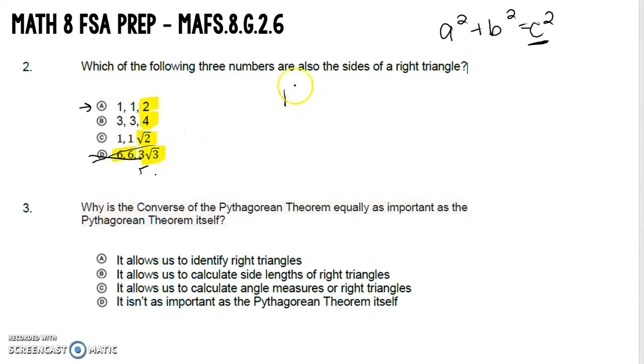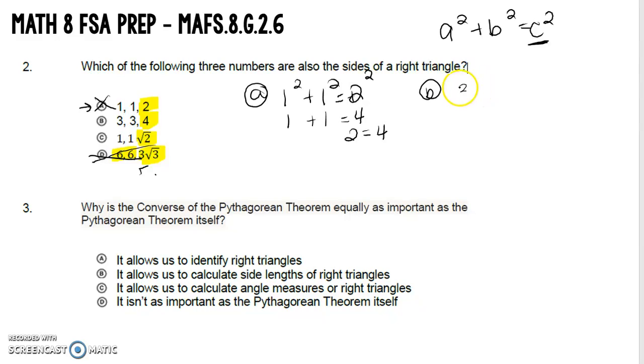So let's try A. If I square 1 and add it to 2 squared, 1 squared is 1, 1 squared is 1, 2 squared is 4. These two sides are not equal. So A is not true. Well, what about B? If I test B out, 3 squared plus 3 squared equals 4 squared. 3 squared is 9. 4 squared is 16. So if I add these, 18 does not equal 16, so B can't work either.